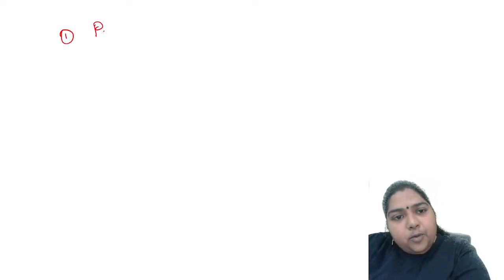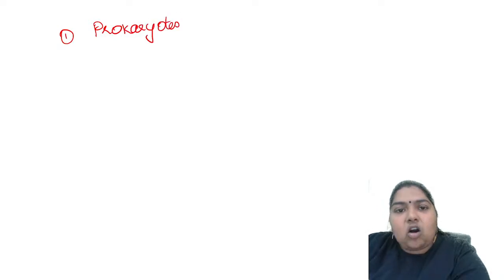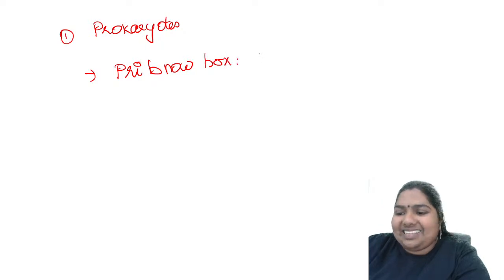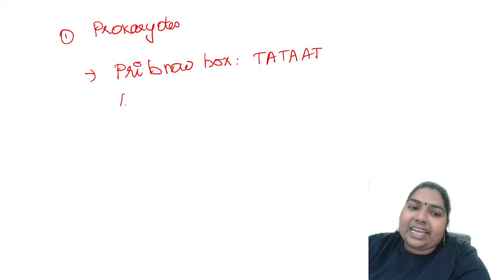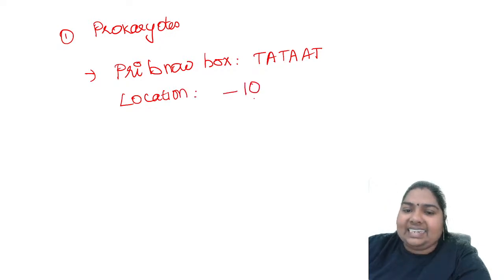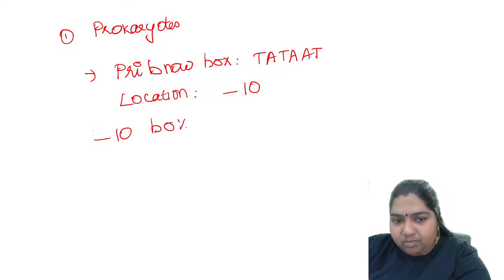Okay. So in prokaryotes, right? Yes. What is the common promoter? You call it the Pribnow box. So what is this Pribnow box? Nothing but it looks like our TATA box, isn't it? TATA AT. Where is the location? It is at -10. That is why this is also called the -10 box.